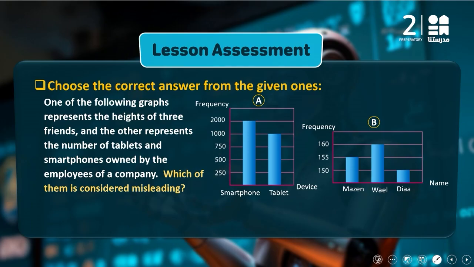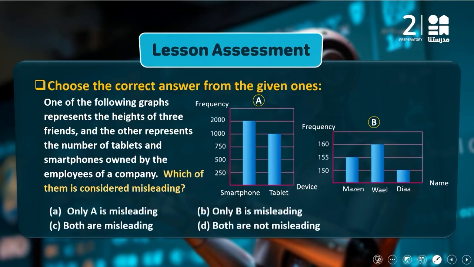Let's look at the figure in B. On the horizontal axis we have names, and the vertical axis represents frequency. Let's look at the scale: 150, 155, 116. So this is an unequal scale. So we can say that only B is misleading.